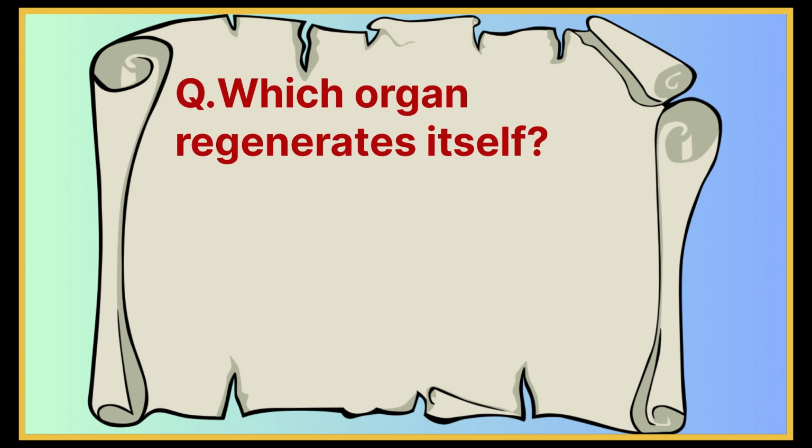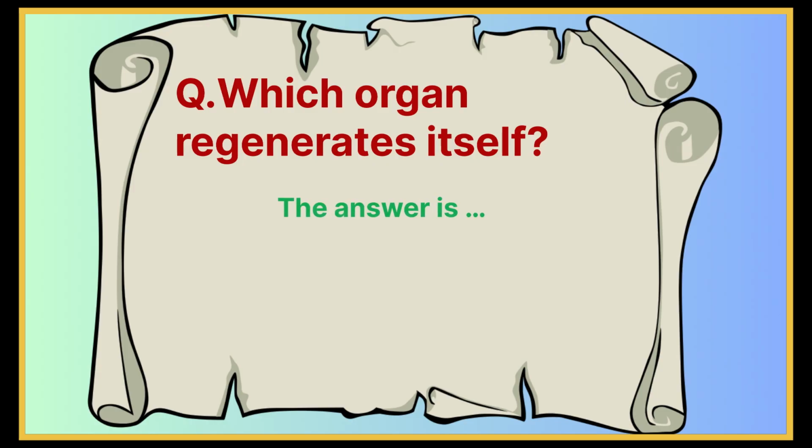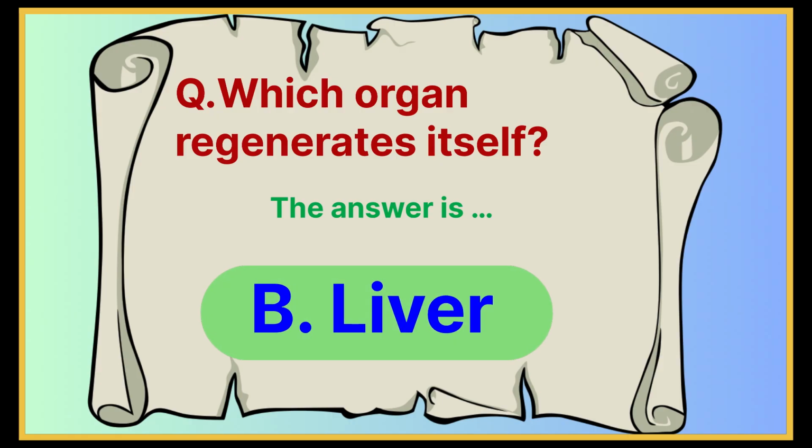So the next question. Which organ regenerates itself? So the options are A, stomach, B, liver, C, kidneys, D, pancreas. The correct answer is option B, liver.